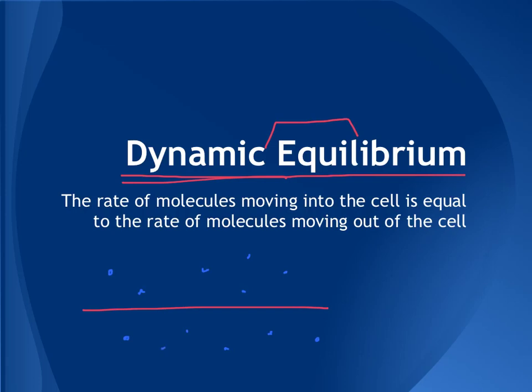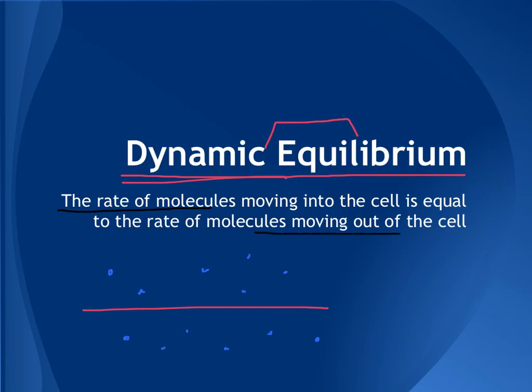What a dynamic equilibrium means, first of all, is not that these molecules stop moving, or that these molecules stop crossing the cell membrane. What really happens is that the definition of a dynamic equilibrium is that the rate of molecules moving into the cell is equal to the rate of molecules moving out of the cell. Molecules are moving in, but just as many molecules move in as move out.